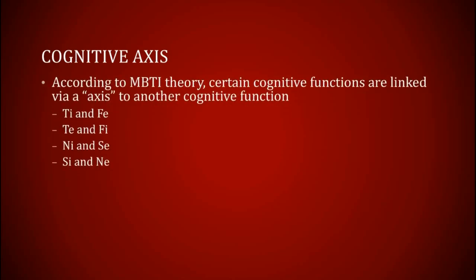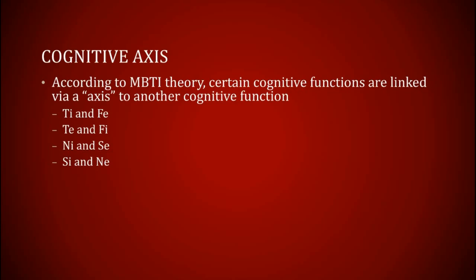So the cognitive axis, I've never covered this on my channel before. What is this exactly? According to the theory, certain cognitive functions are linked via an axis to another cognitive function. And you will notice these are linked via the hero and the inferior function, and also the parent and child function. So what functions are linked? First we have TI and FE. These are linked via an axis. TE and FI, NI and SE, and then also SI and NE.